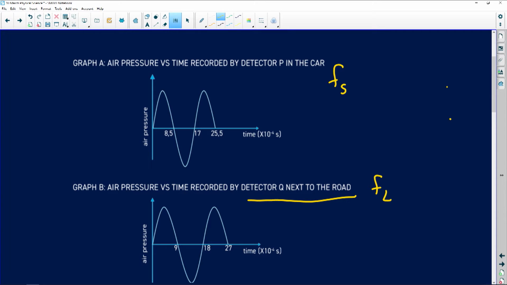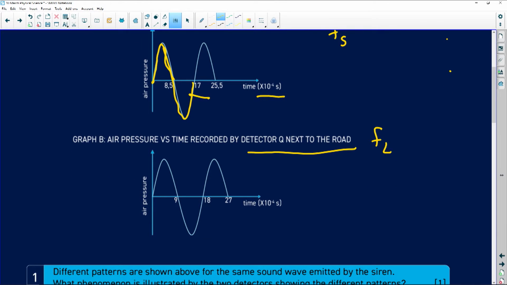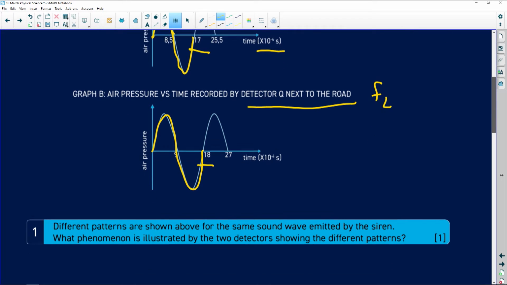I'll notice the graph here. So here's one full wavelength. Remember, when we are working with these, we're looking at one full wave. So it is looking at a crest and a trough, and that makes one full wave. And it took 17 times 10 to the minus 4 seconds to make that one wave. All right, that's important. And if I have a look at graph B, I see here is my full wave, and that is made in 18 times 10 to the minus 4 seconds. Okay, so let us have a look.